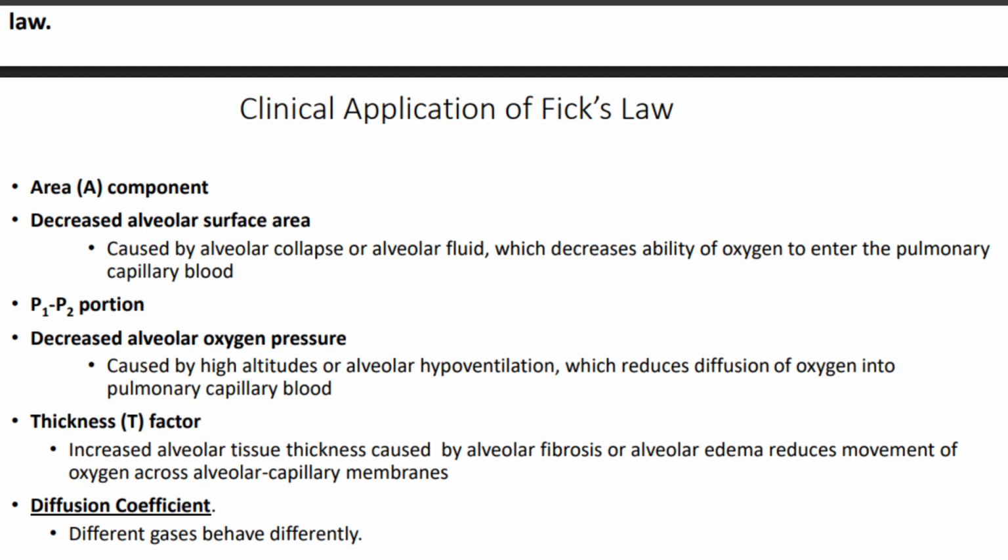Third factor is the thickness. Thickness is inversely proportional. So, if thickness is increased, there will be less diffusion. So, increased alveolar tissue thickness caused by alveolar fibrosis or alveolar edema will reduce the movement of oxygen across the alveolo-capillary membrane. The diffusion coefficient will be dealt with differently, which we'll discuss later.